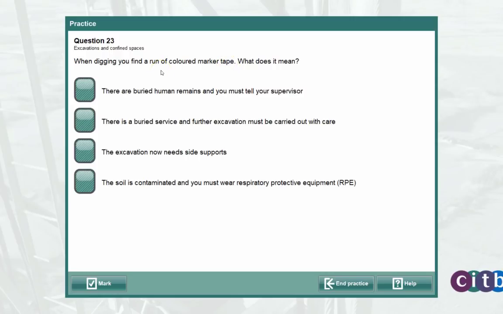When digging, you find a run of coloured marker tape. What does it mean? There are buried human remains, and you must tell your supervisor. There is a buried service, and further excavation must be carried out with care. The excavation now needs side supports. The soil is contaminated, and you must wear respiratory protective equipment, RPE.